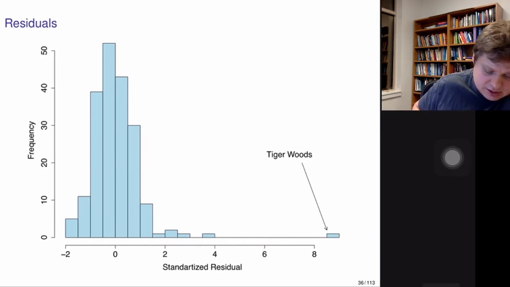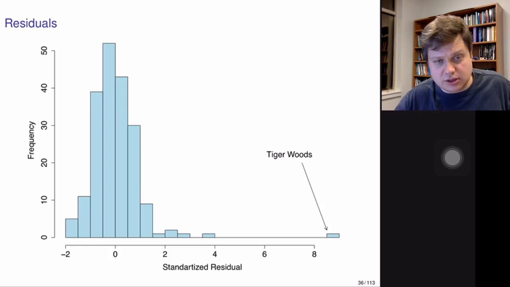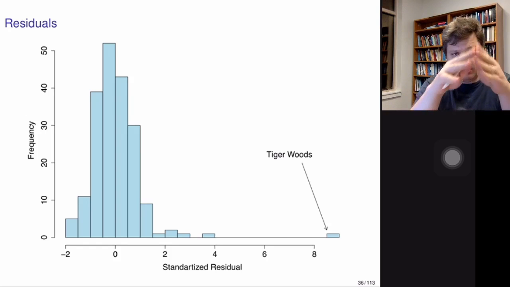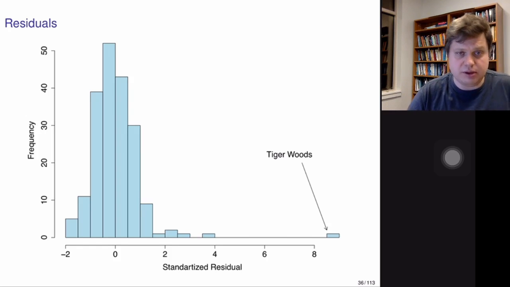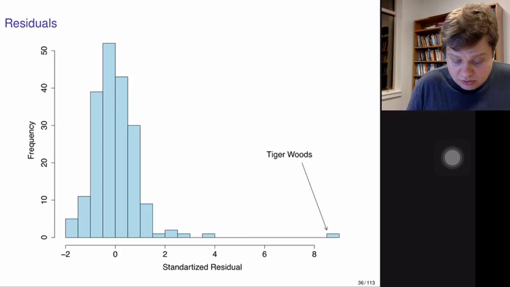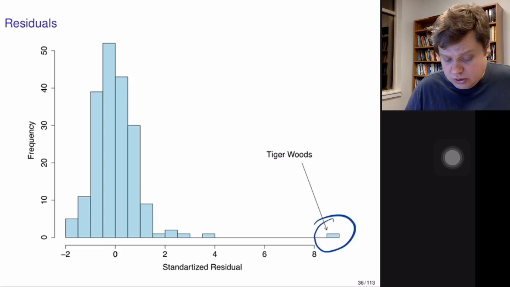And let's look at the standardized residuals here. Remember, the residuals should resemble a normally looking random variable. So you should be able to imagine putting a bell curve on top of the histogram of the residuals, which is almost the case here. There is one outlier on the right-hand side, and it happens to be Tiger Woods.